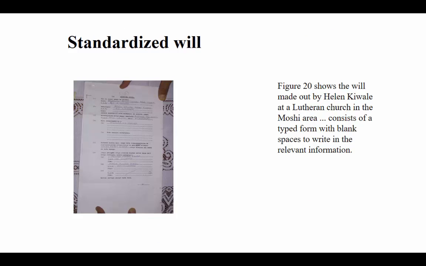All right. Now this is an example of a standardized will. So it's a document template. One of the very earliest wills in Moshi, I think another place in Tanzania, which was made out by Helen Kiwali at the Lutheran Church in Moshi. So the Lutherans had sent out this template to all their churches so that people, for the first time, could create wills. Now, wills are a very good example of a document act because they only come into play when you're dead.